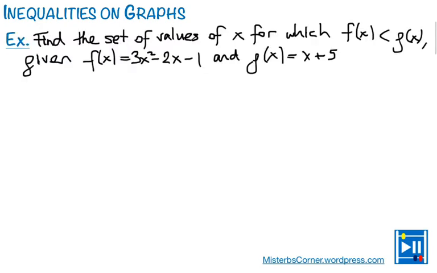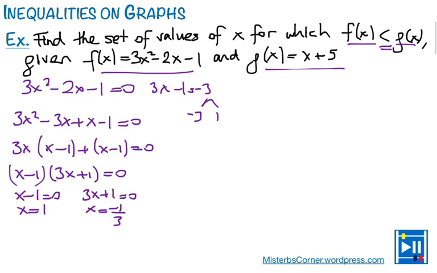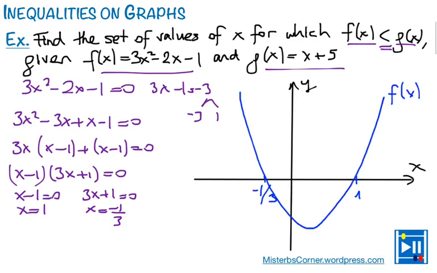Find the set of values of x for which f of x is less than g of x, given f of x is this expression and g of x is this expression. Now we have a quadratic and a linear function here. So first of all, we should be sketching the graphs. To be able to do that, we have to solve that quadratic function, 3x squared minus 2x minus 1 equals 0, and find the roots of it. So the roots are minus 1 over 3 and 1, and the graph would be something like this.